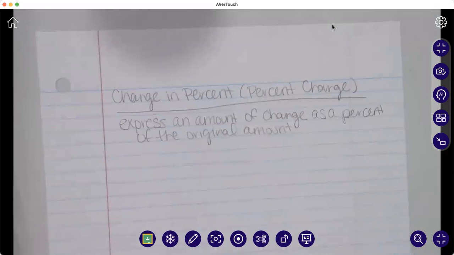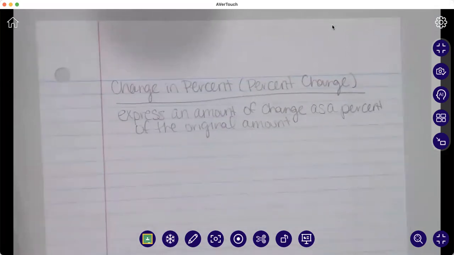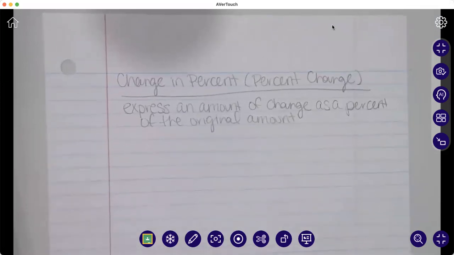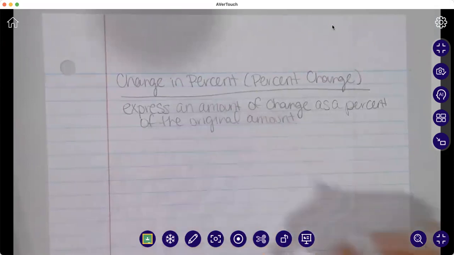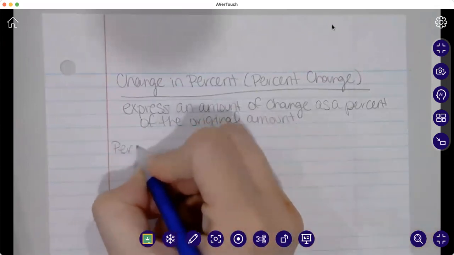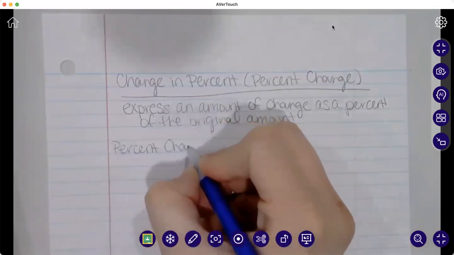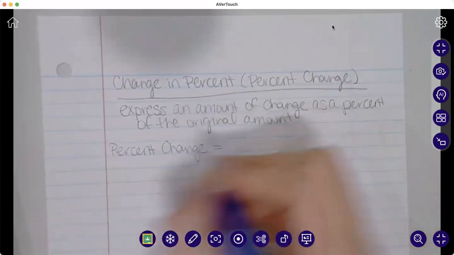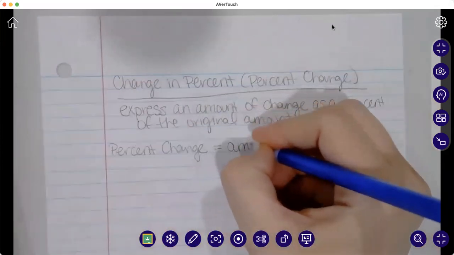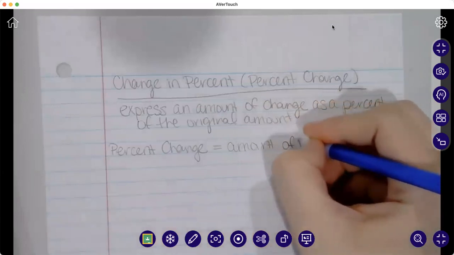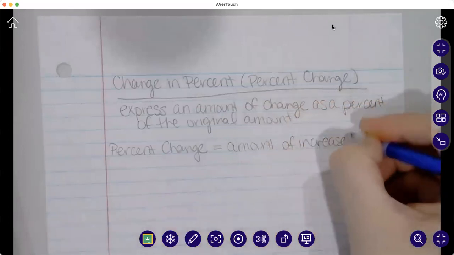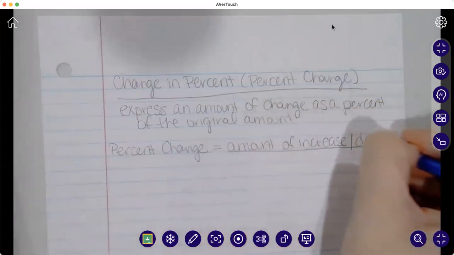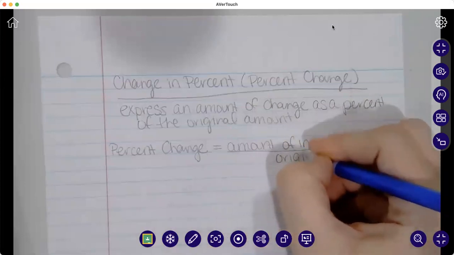Now, there's a formula that you need to use for percent change, and you do need to know how to use the percent change formula on any assessments. And that formula is just like the percent proportion. The percent change equals the amount of increase or decrease divided by the original amount.